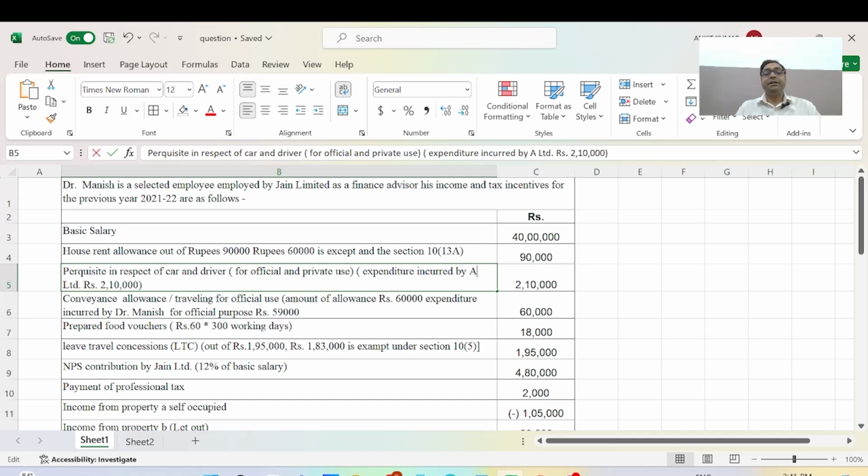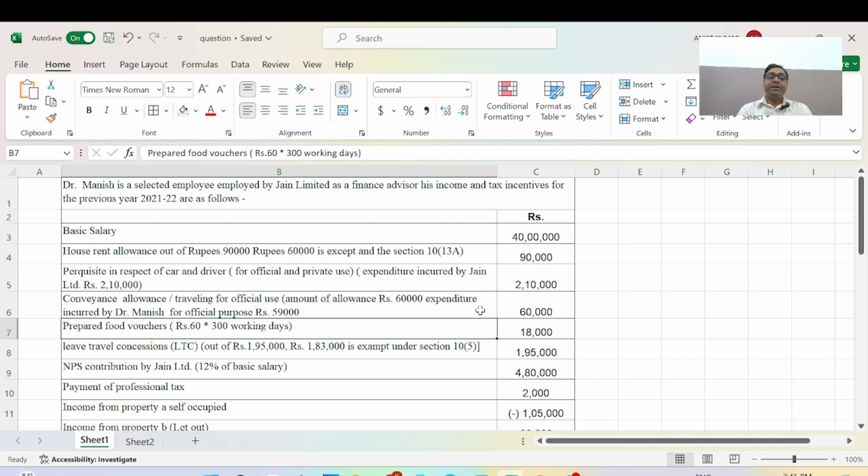Here JAL Limited is providing two facilities, and this amounts to 2 lakh 10,000 rupees. Next is the conveyance allowance for traveling for official use. This amount is 60,000 rupees, incurred by Dr. Manish, and the official use is 59,000 rupees. A prepaid food voucher is given at the rate of 60 rupees, multiplied by 300 working days.